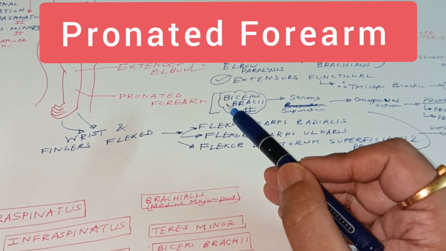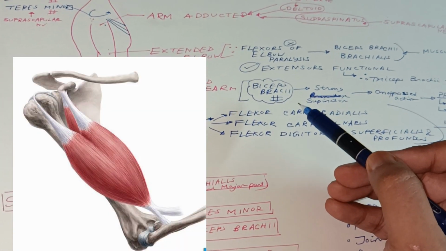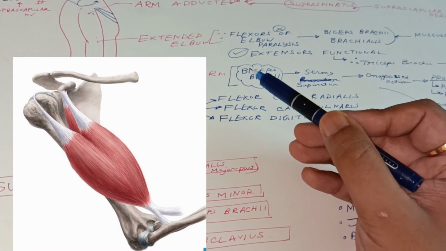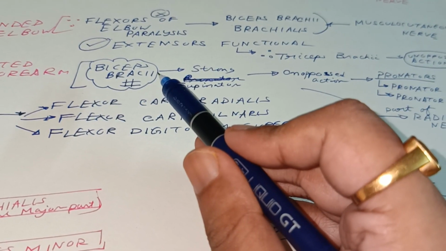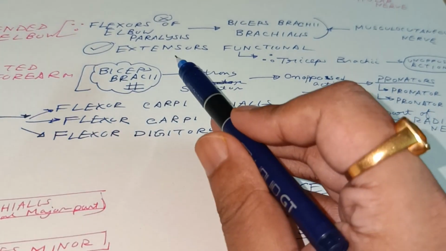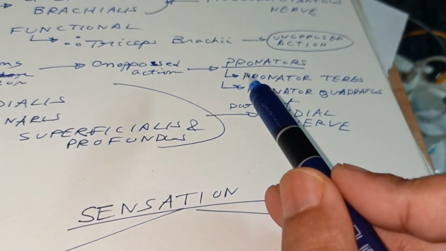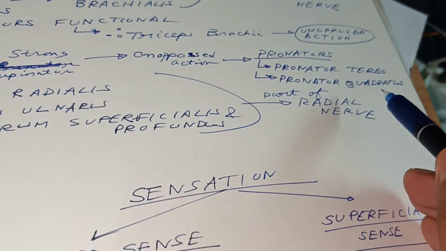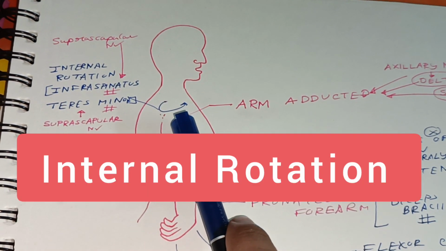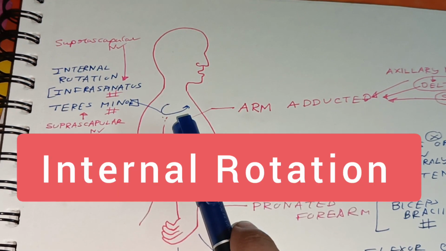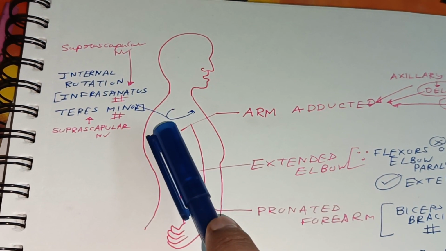Generally, in a normal case, the biceps brachii is a strong supinator. The biceps brachii is also known as supinator longus. The musculocutaneous nerve supplying the biceps brachii is injured, as a result of which the supinator action couldn't be done. There is pronation, which is due to the unopposed action of the pronators, pronator teres and pronator quadratus. The suprascapular nerve supplies the infraspinatus and the teres minor, which are responsible for external rotation of the arm.